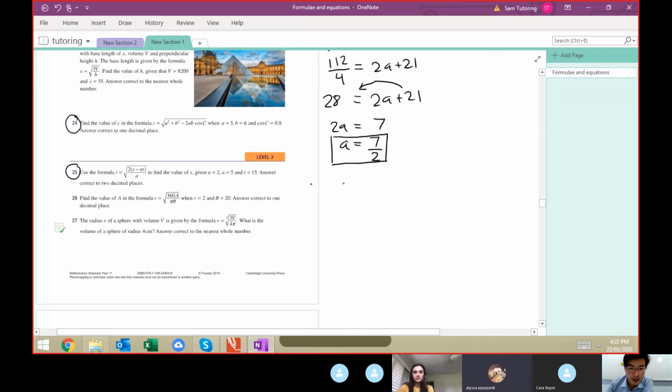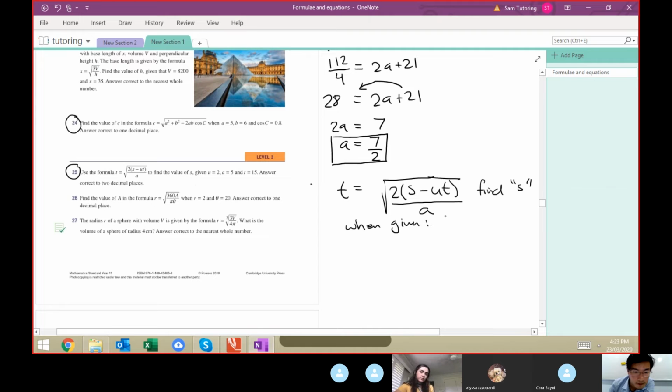25. So t equals square root 2 bracket s minus ut close bracket all over letter A. And then we are tasked to find letter S, when given that u equals 2, a equals 5, t is equal to 15. So the whole objective is you have to find letter S. That's it.